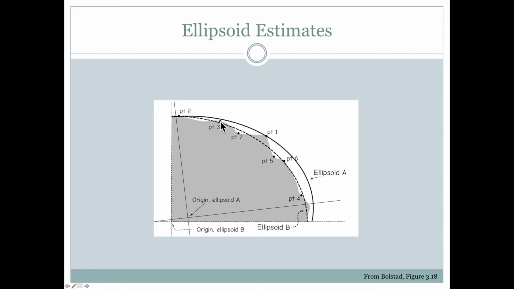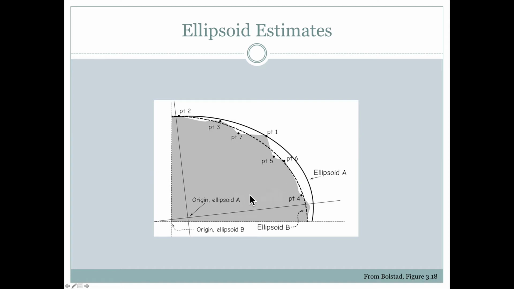However, as we start collecting more points, point 3, point 4, point 5, point 7, point 6, we see that the solid line here no longer represents a best fit to all of that data that we have. Now we draw another ellipsoid, ellipsoid B, which doesn't necessarily go through any or all of those points, but is the best estimate for getting as close as possible to all of those points that we now know represent the surface of the Earth.